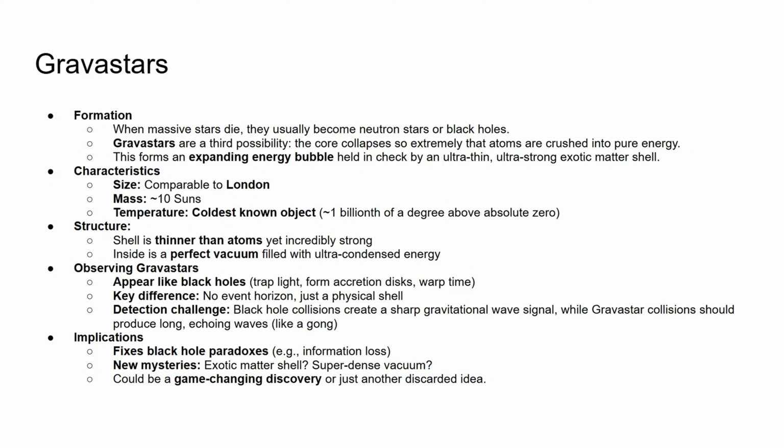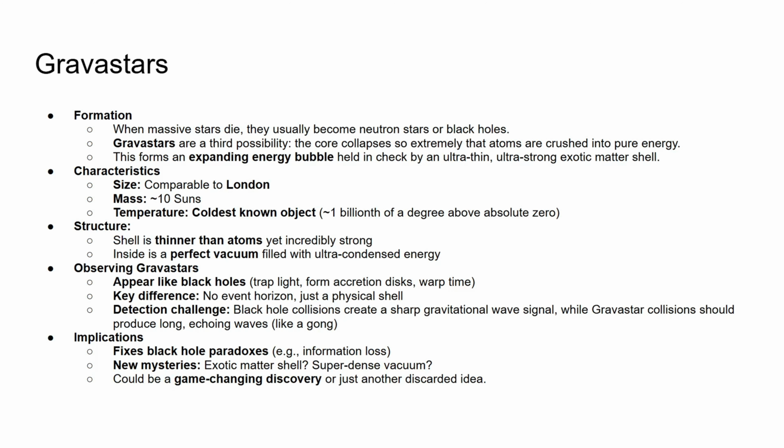Okay, so this is one final and very off the wall theory for what black holes could actually be. And this is the gravistar theory. Basically what this proposes is that when stars die, of course, they usually become neutron stars or black holes. But maybe there's a third possibility. Maybe the core collapse is so extreme that it causes the atoms surrounding it to be crushed into a new form of almost purely energy matter. So basically, energy made into mass.